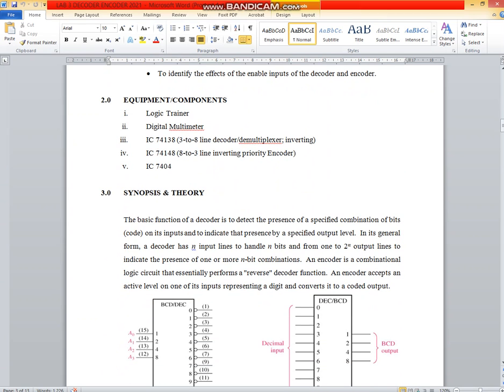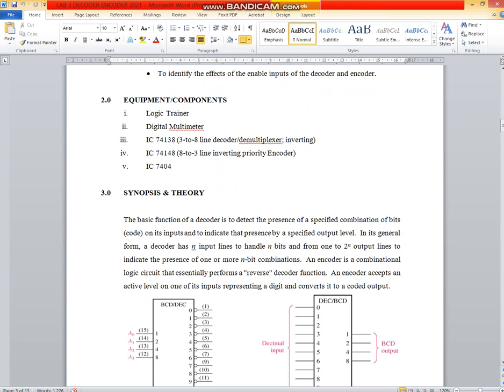So the basic function of a decoder is to detect the presence of a specified combination of bits, which is a code, on its inputs, and to indicate that presence by a specified output level. In its general form, a decoder has n input lines to handle n bits, and from 1 to 2 to the power of n output lines to indicate the presence of one or more n-bit combinations. While an encoder is a conventional logic circuit that essentially performs a reverse decoder function.